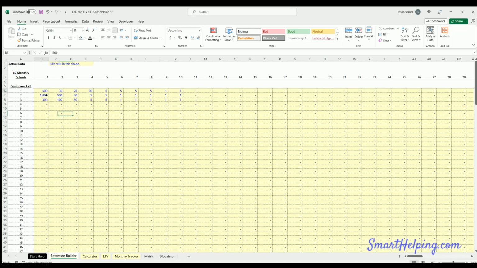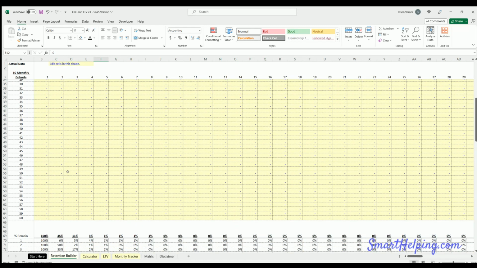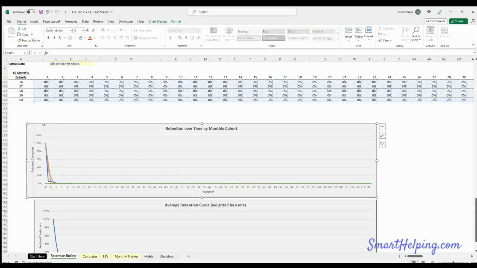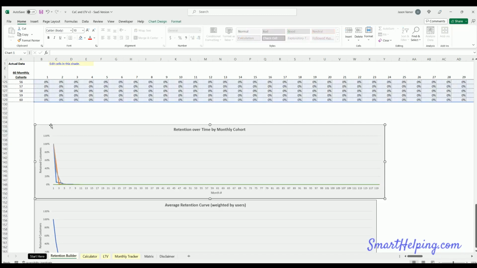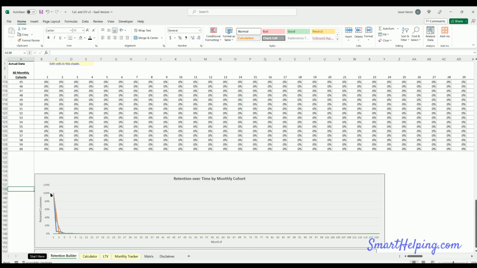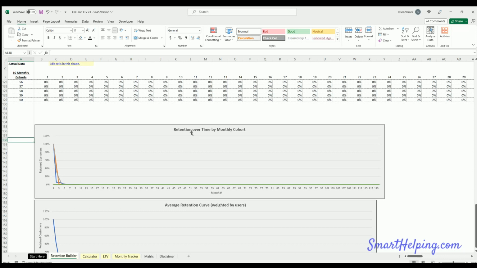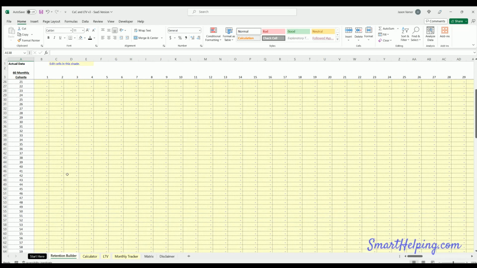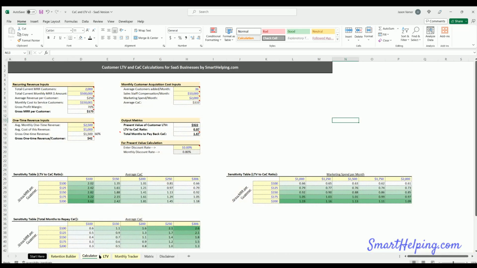So on this one, you have the customer cohort at the top. You've got your retention curve, and then that's it. And then we do have these charts here, retention over time. Those are in the other model too at the bottom. That shows retention over time by monthly cohort and average retention. So this is the curve that's going to apply to all new customers. And then we use that to figure out the LTV.